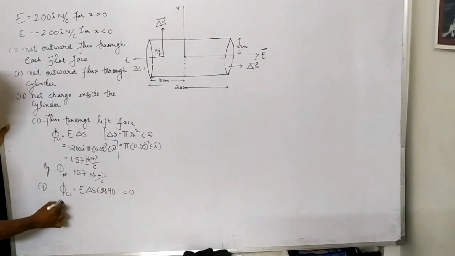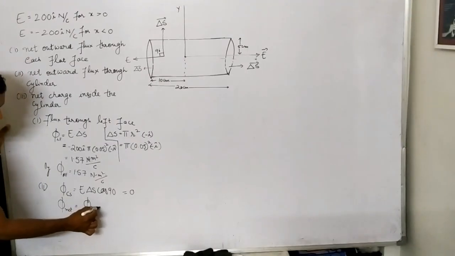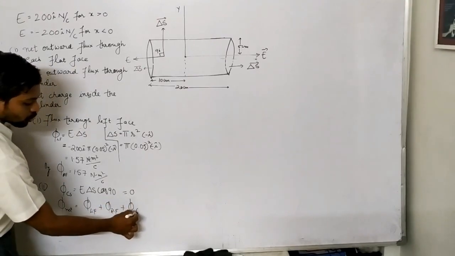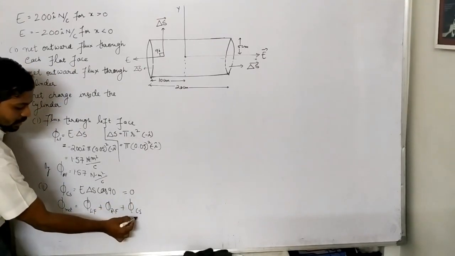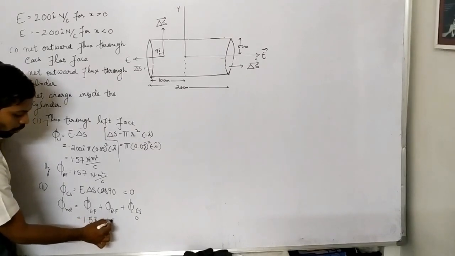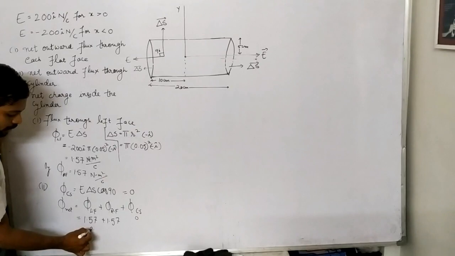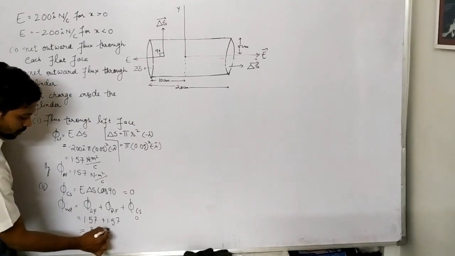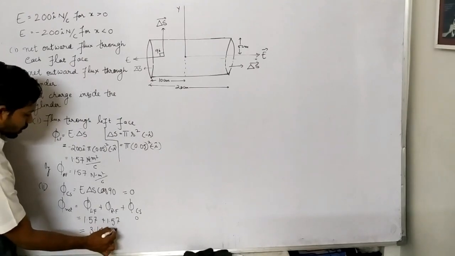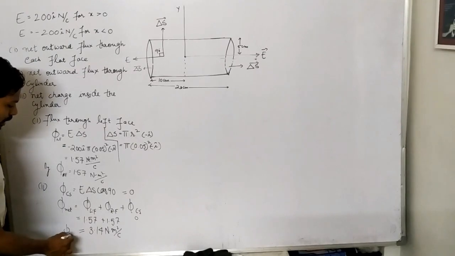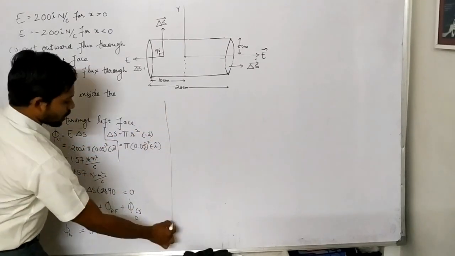So net flux will be equal to flux through the left face, flux through the right face, plus flux through the curved surface. So this is 0. So we get 1.57 plus 1.57. We get totally 3.14 Newton meter square per Coulomb. So this is the total flux. Now we'll solve the third one.